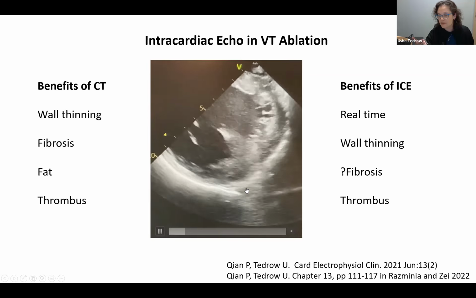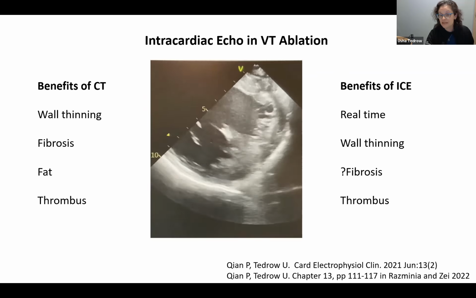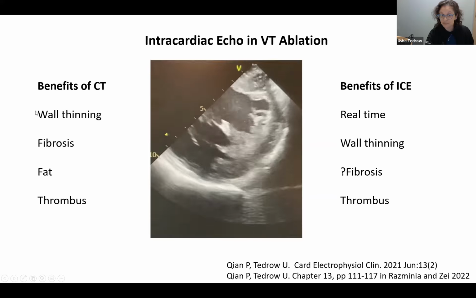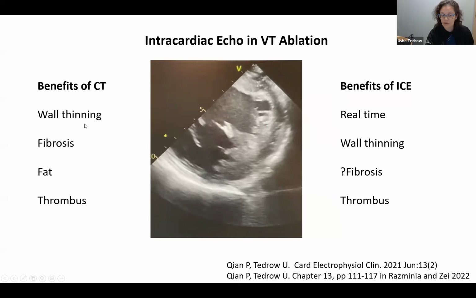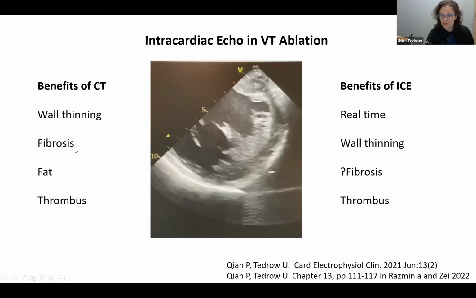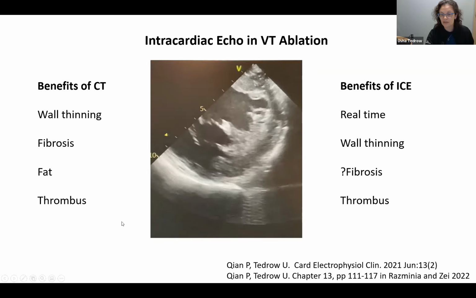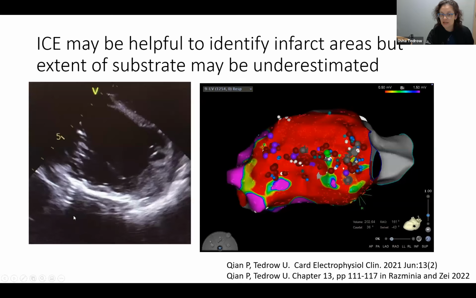So ICE itself has a lot of benefits. It gives you real-time information. It can give you some information about wall thinning, maybe some information about fibrosis, and you can maybe see thrombus. We all know from CT, you can definitely see very detailed wall thinning. You can see fibrosis on late enhancement. You can see fat, and you can see thrombus. So I think that the two of them are synergistic and can work together in our procedures.